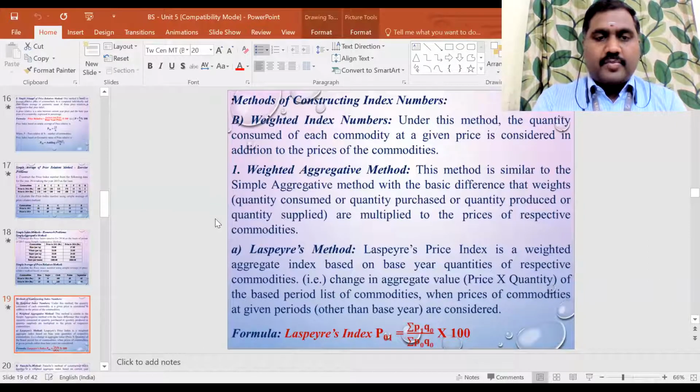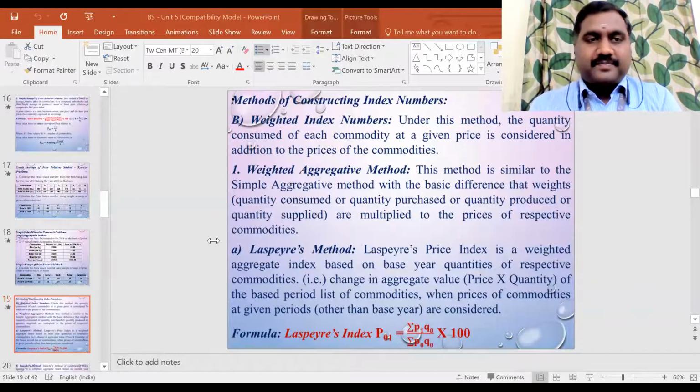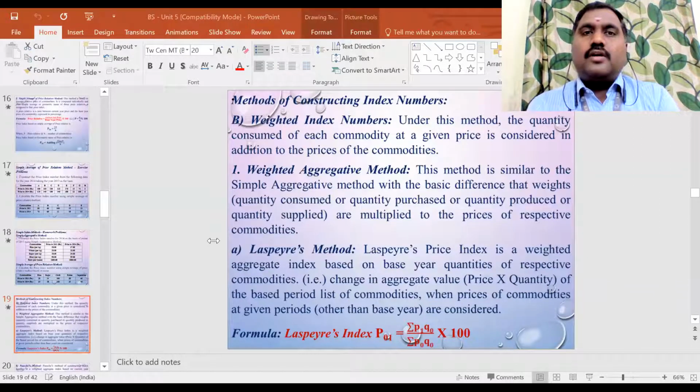Today we will work out the problems under the Fisher method, right? Before working out the problem, we will discuss what we worked out in the previous class. In the previous session, we solved problems under the simple method. If you want to calculate the index number for the given problem, I told you there are two methods to find out the index number.